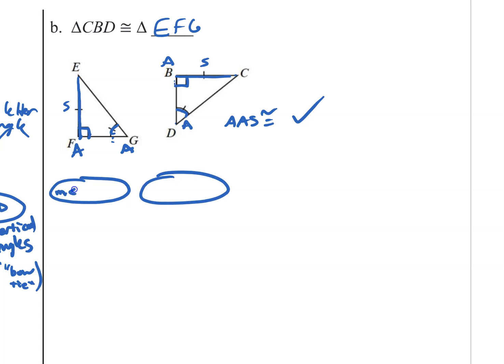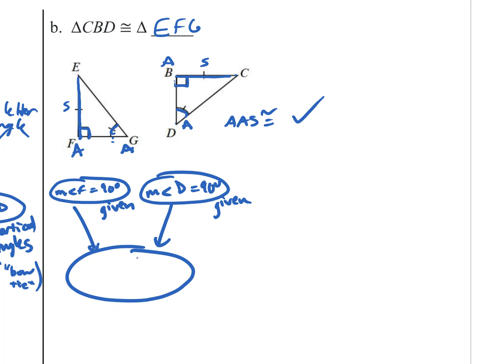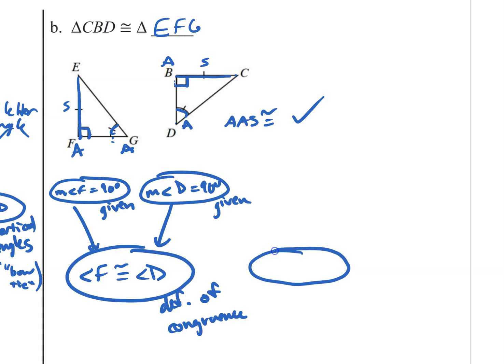We know that the measure of angle F equals 90 degrees, and we know that the measure of angle D equals 90 degrees. That's given. That's also given. We also know that if 2 angles have the same degree measure, then angle F is congruent to angle D. That's the definition of congruence. If they have the same degree, then they're congruent. Okay, the rest of this is a little easier.